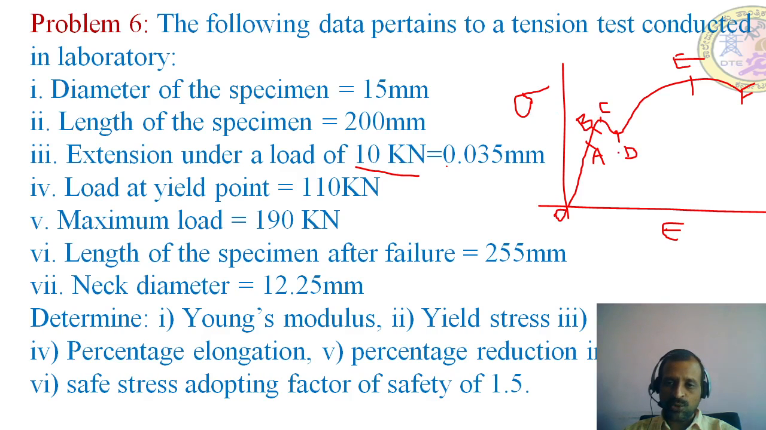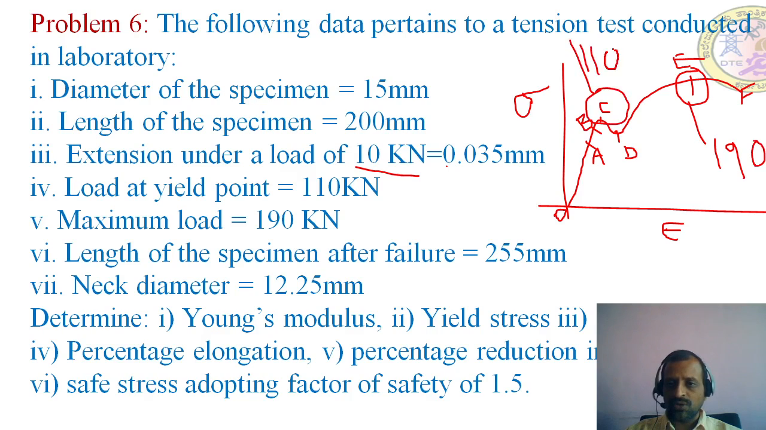Then load at yield point. You know the yield point means C is upper yield point, D is lower yield point. Whenever it is given as load at yield point, you consider it as C, the upper yield point only. At this C point, what will be the load? It is 110 kilonewton. At C point it is 110 kilonewton. Maximum load is 190 kilonewton. Where? At the E point, it should be here, it is 190 kilonewton. But at C point it is 110 kilonewton. At E point, length of the specimen after failure.